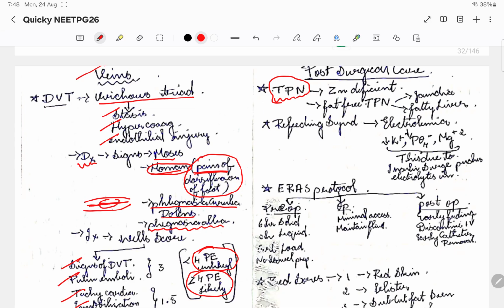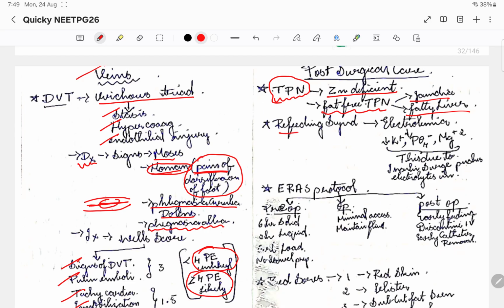So what happens when we use that TPN solution is that there is a zinc deficiency. That is why zinc should be supplemented. There is no zinc in that particular solution, the TPN bag. Then there is also fat-free TPN, which we use in jaundice and fatty liver patients, because we are trying to avoid fat. We'll discuss more about this when we go to gallbladder pathologies. But for now, remember, fat-free TPN is given to jaundice and fatty liver patients.